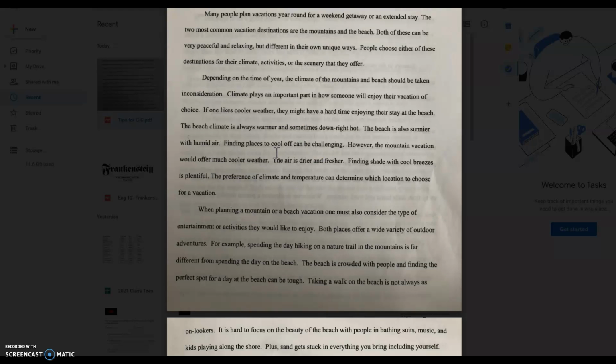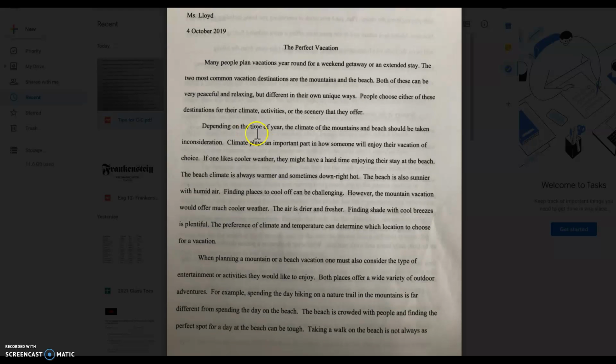Here in this very first paragraph, he says climate plays an important part in how someone will enjoy their vacation. If one likes cooler weather, they might have a hard time enjoying their stay at the beach. The beach climate is always warmer and sometimes downright hot. The beach is sunnier. Finding places to cool off can be challenging.